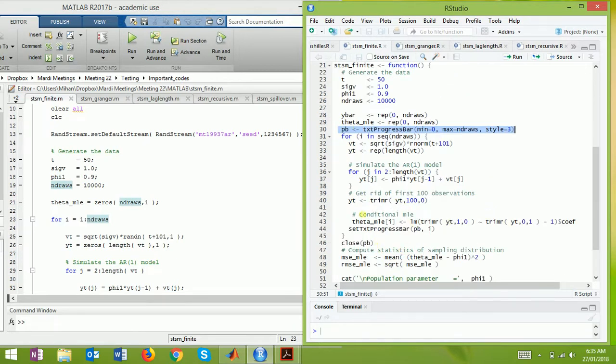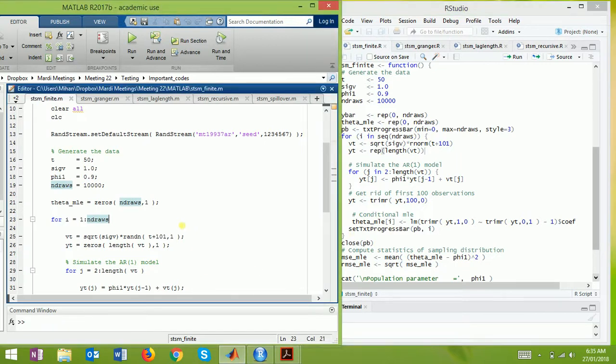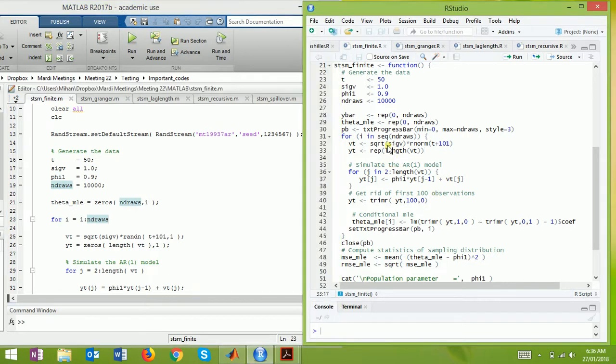You put everything in it and then it closes. You close the text progress bar, and after your equation you set the text progress bar with the variable and the number i. That's all. So for i equals 1 to number of draws, or for i in the sequence of n draws, we do what?